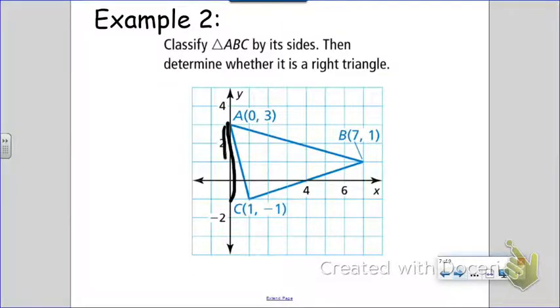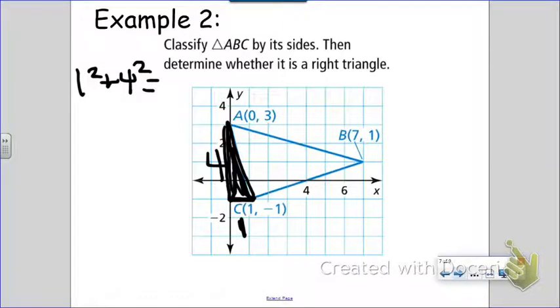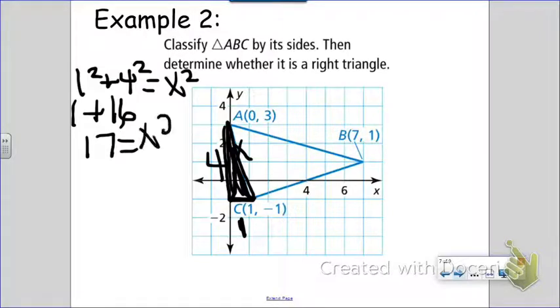So I'm going to highlight this region. This would be the hypotenuse of a right triangle, so this is a 1 by 4. So 1 squared plus 4 squared is equal to, we'll call this side x squared. 1 plus 16 equals 17. So this is the square root of 17.